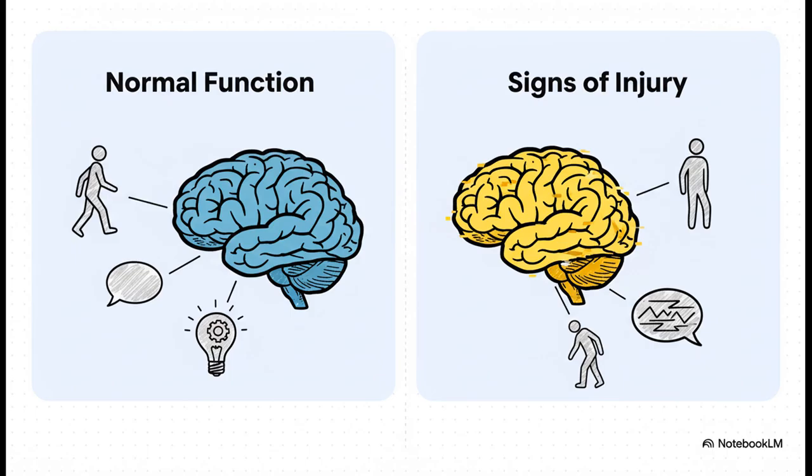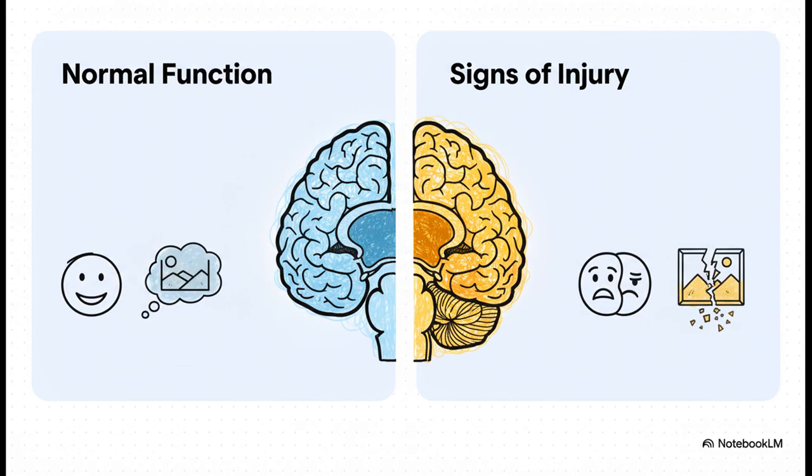So that outer layer, that's your cerebral cortex. Think of it as the brain's C-suite. It manages all the high-level voluntary stuff. When it's working right, you get smooth, coordinated movement, clear speech, logical thoughts. But when it's injured, maybe from a stroke, you'll see things like one-sided weakness or confusion. It's a huge problem, for sure, but it's an issue of quality of life. The patient is usually still with us.